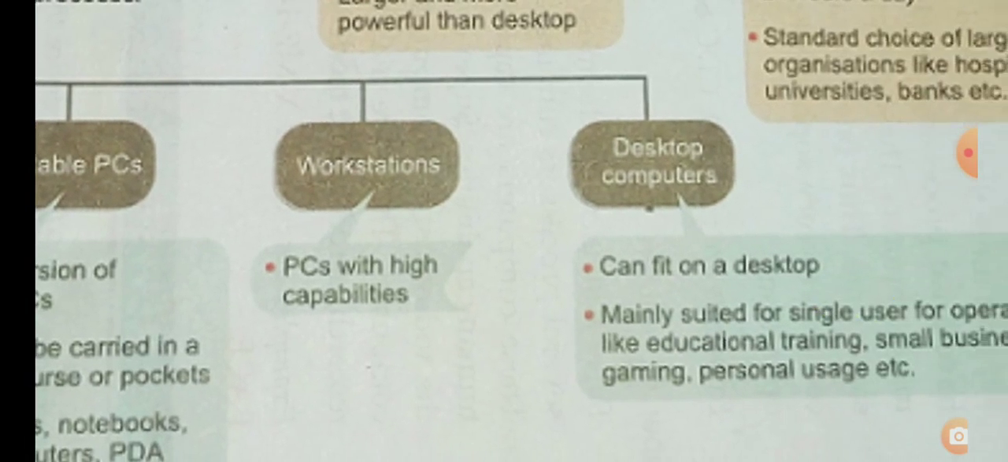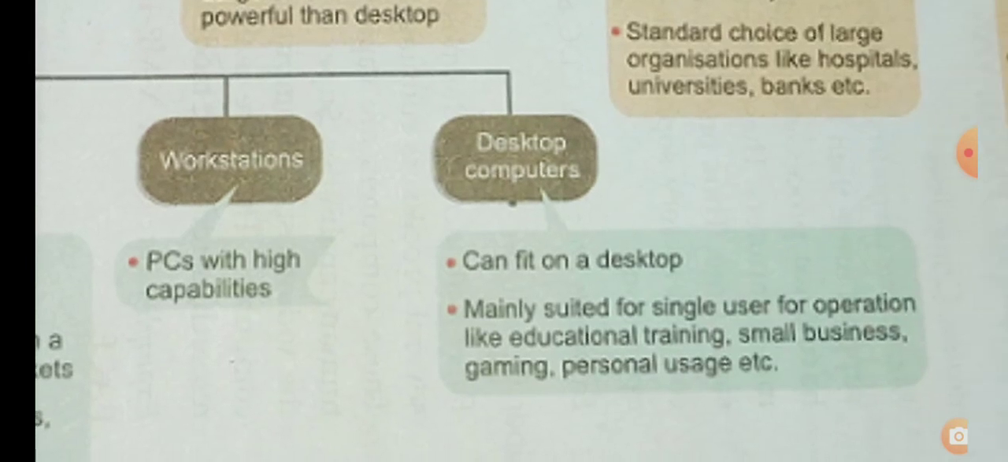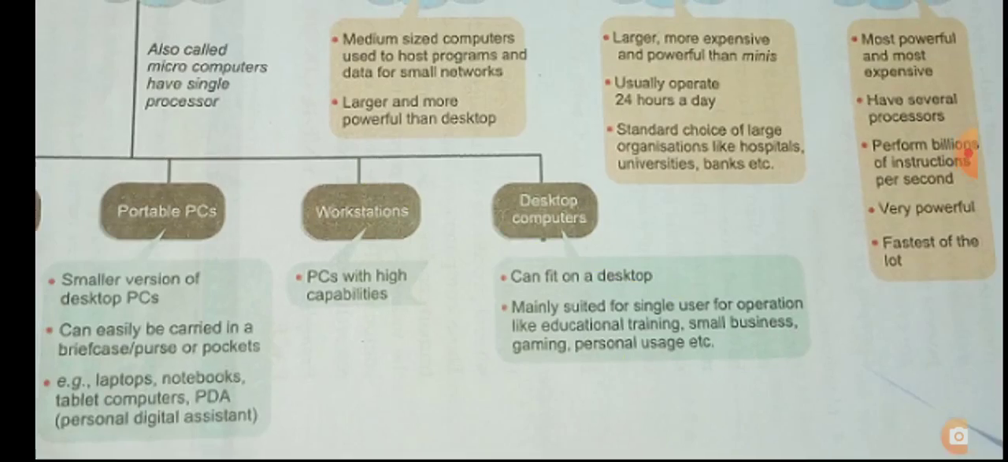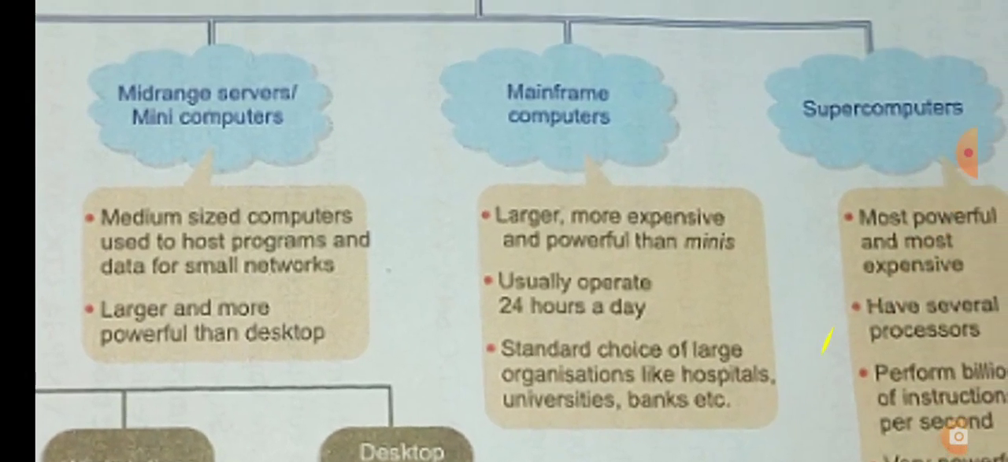A desktop computer can fit on a desktop. That's why they are called desktop computers, and they are mainly suited for single-user operations like educational training, small businesses, gaming, and personal uses, etc. Next is the mainframe computer.